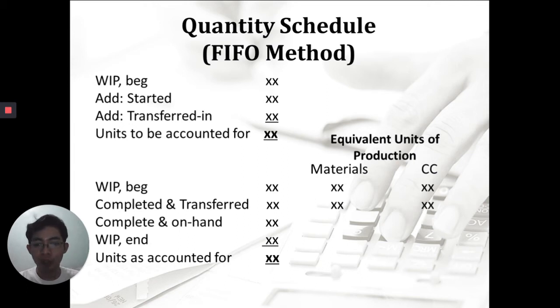Then, completed and transferred, 100%. Complete and on hand, still 100%. While for WIP ending, you need to multiply by the percentage given in the problem in order to compute the EUP. Then you add in order to get the total equivalent units of production for materials and the total conversion cost equivalent units of production.